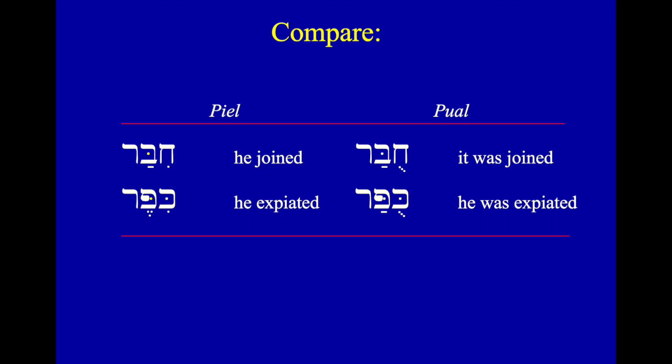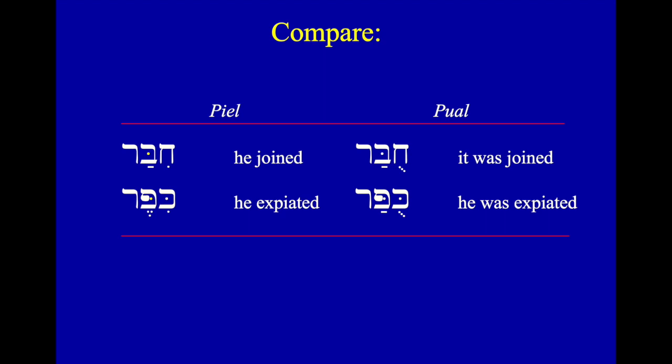So chavar, which is to join. Chibar, this is our Piel perfect, third masculine singular. How would I recognize that? Because it's got just the 3 letters. I've just got my root, so it's third masculine singular. And then I've got a doubling of the middle radical, and I've got an I-class vowel under my first radical. Okay, so that's Piel perfect, third masculine singular.